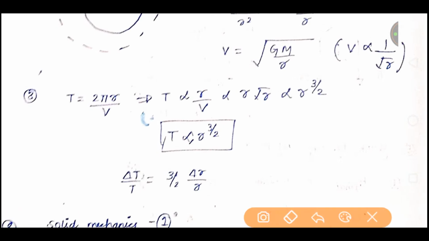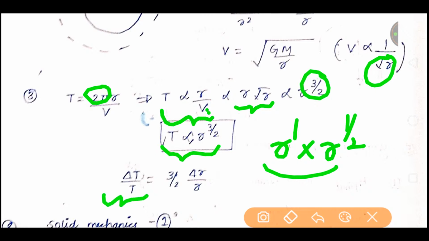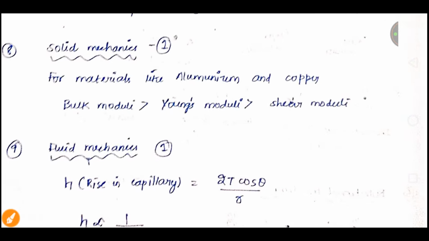For the same satellite, time period T is equal to 2 pi r by v. Now 2 pi is a constant, so T is proportional to r by v. What is v? You know that v is inversely proportional to root r. So r into root r means what? r power 1 by 2. Same base, you can add the powers. So 1 plus 1 by 2 is 3 by 2. So T is proportional to r power 3 by 2. Now dimensional analysis, del T by T is equal to 3 by 2 del r by r. Error method.